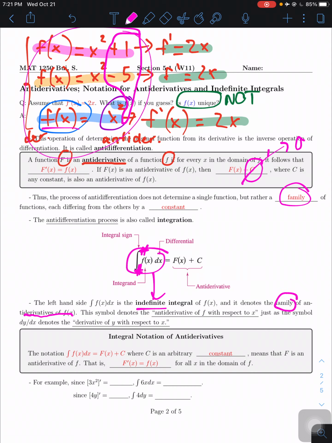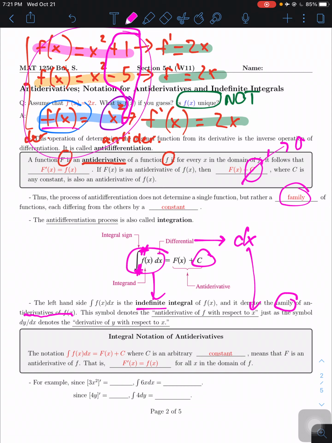So what does it mean by family? It means that you're always going to have a c in there for different constants. And the symbol denotes the antiderivative of f with respect to x. So this is the idea about dx, right? d is for differential and x is for the variable that we're using, just as a simple dy/dx denotes the derivative of y with respect to x.